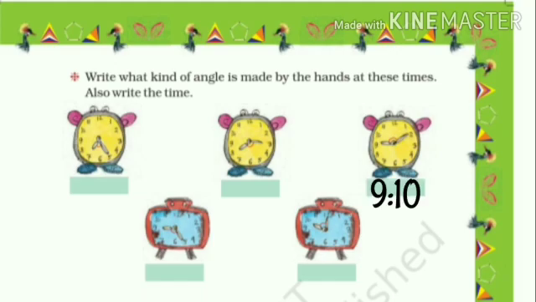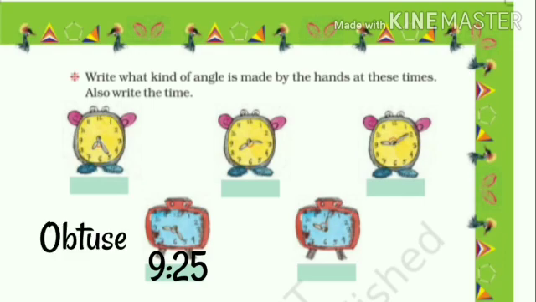is on the 2, means 9:10. So this is again my obtuse angle because it is more than a right angle. Now, in the fourth clock the hour hand is on 9 and the minute hand is on 5, means 9:25. So this is also making my obtuse angle.